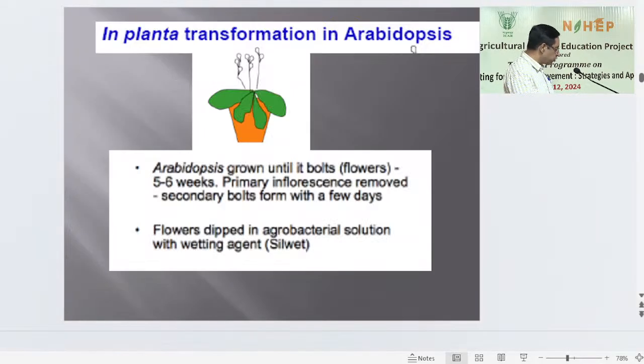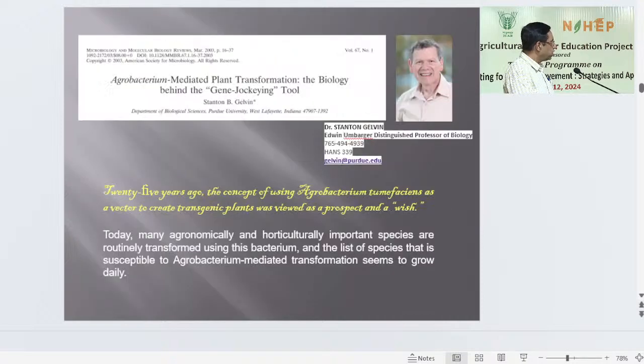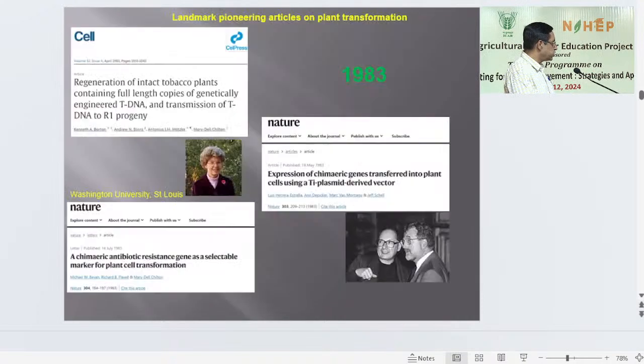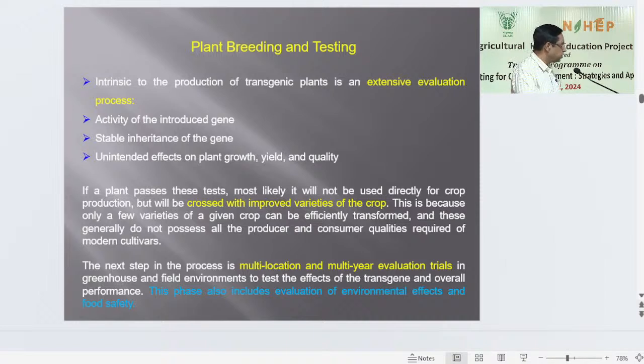And of course, as I told you, plant breeding is again an integral part of it. You will check the activity of the introduced gene, you will check the inheritance of the gene, and you have to take care whether there are some undesirable effects. Now of course we are much wiser, we can direct the tDNA also, but otherwise primarily we don't know where our tDNA would land up. The method of integration is called illegitimate recombination. So if your tDNA integrates into some very important gene, then that would be silenced. That could have a catastrophic effect. So all those things are important.